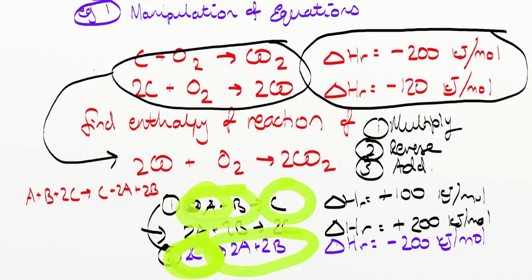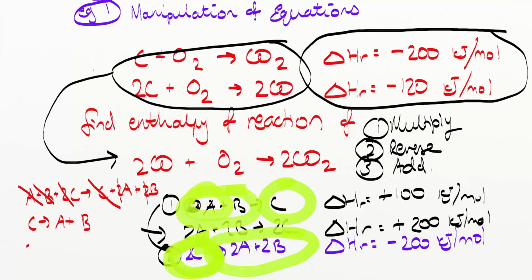What we can now do is simplify this equation. So we see that there's 2A and 2B on the right, and there's A and B on the left. So we can go ahead and cancel these out. So we've removed A and B from both sides. And also there's 2C on the left and just 1C on the right. So we can cancel out this C here and then cancel out the 2 there. So what we're left with at the end of the day is C forms A plus B.